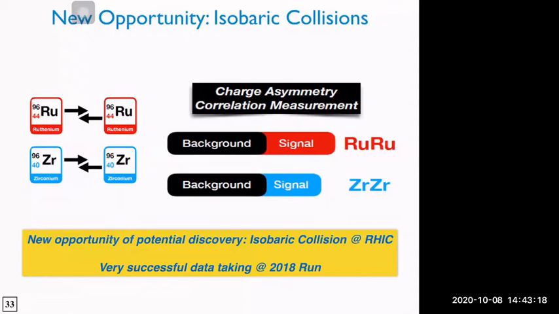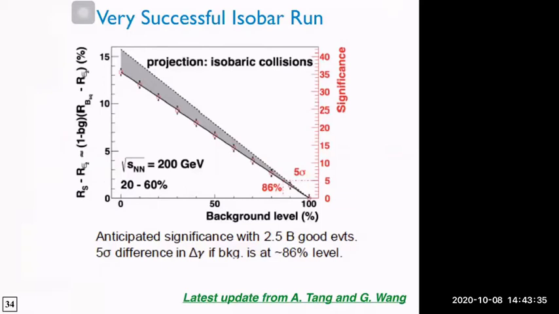I think the isobar collision has a very basic idea, and that is to contrast two systems with perhaps the same or identical background but different signal. Okay, there was a very successful data taking around 2018, and now I think the groups are working on analysis. So this is a projection plot from Gang Wang and Aihong Tang.